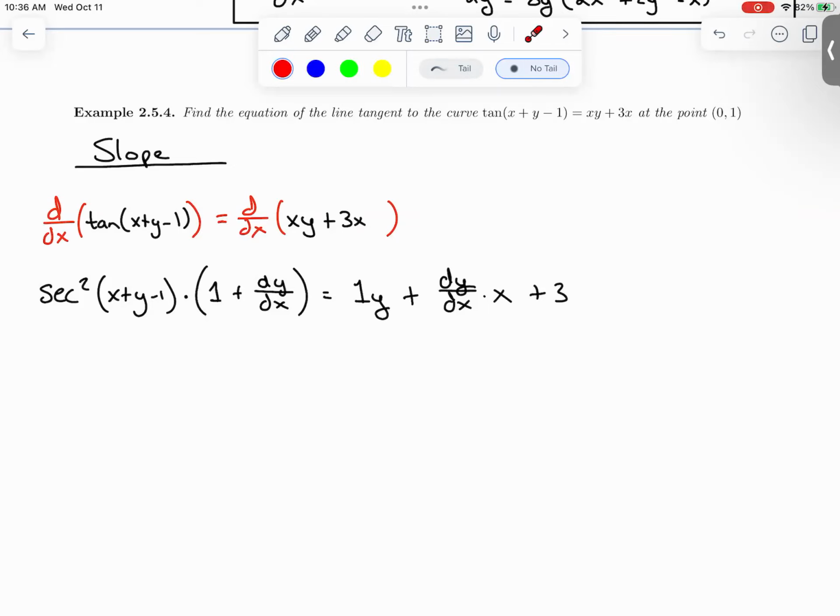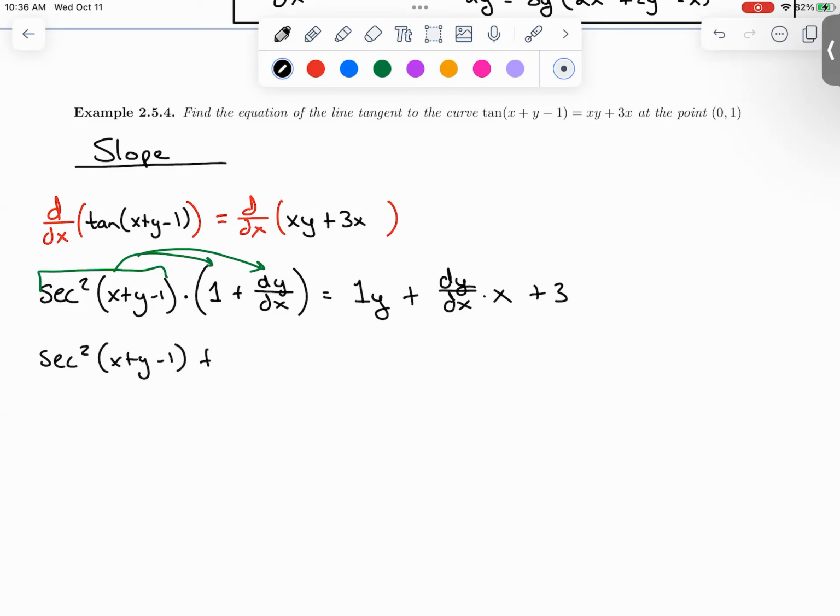But just so we get more practice isolating it, what I'm going to do is distribute in that y term. So we get secant squared of (x plus y minus 1) plus secant squared of (x plus y minus 1) times dy/dx equals y plus x dy/dx plus 3.